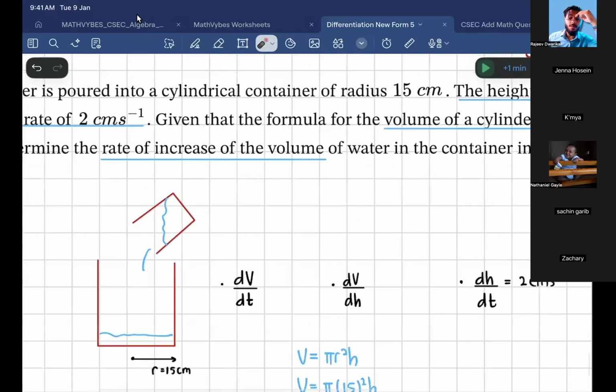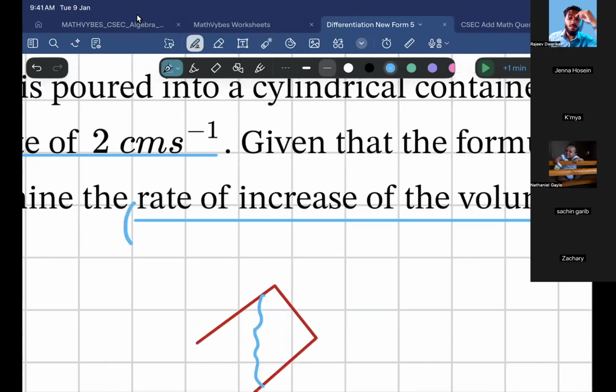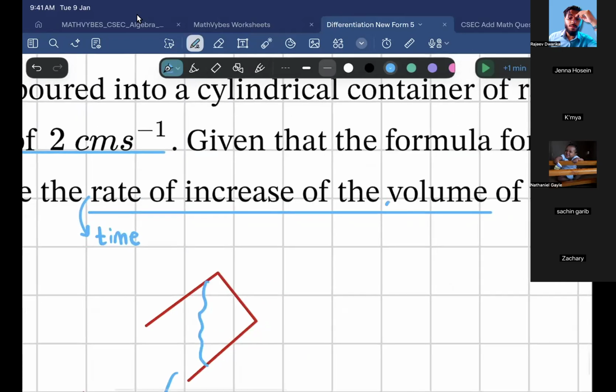Guys, anytime you see rate, what does that include? We always measure rate with respect to what? Time. So Jenna, when you see rate of increase of volume, in your head you should already be thinking time and volume. You understand that or no?